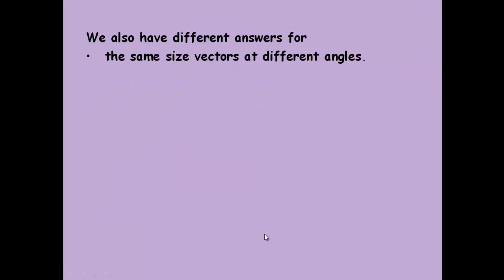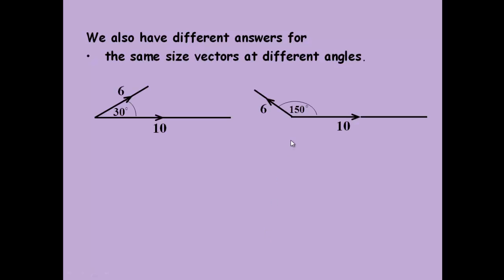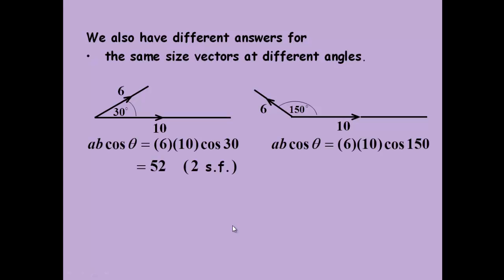The same is true if we have the same size vectors and different angles. And we'll use an example here where we've got 150 and 30, which add up to 180, which produces an interesting result. There we are. Try experimenting with some other angles which add up to 180 yourselves.